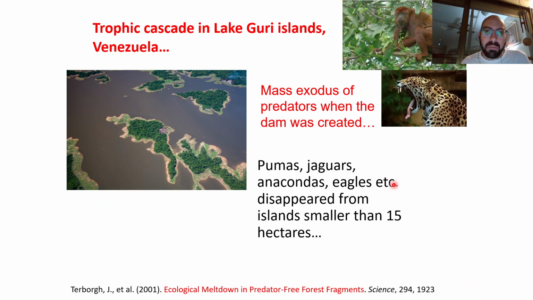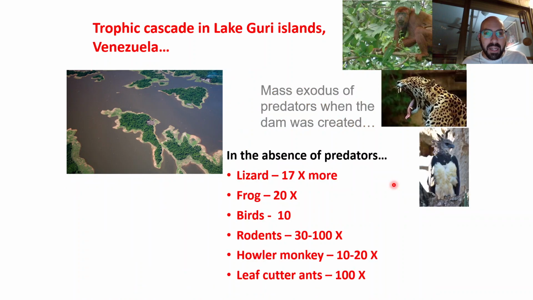I will skip this one here, but essentially you can see that when we lose the predators, we lose a lot of other species. So in this situation, actually this was a positive cascade where the predators were excluded and their prey species increased significantly. This was a flooding of a valley with a dam. As a consequence, we ended up with a lot more of their prey species, things like lizards, frogs, birds, rodents, monkeys, and leafcutter ants. But of course, that also has a negative effect on all the vegetation in that area, because now there are much more herbivores and grazers of those plants.